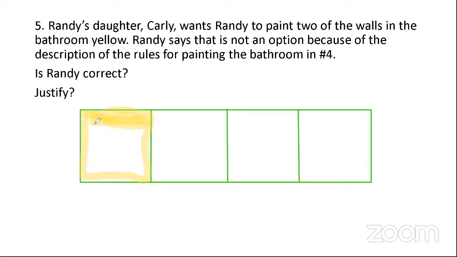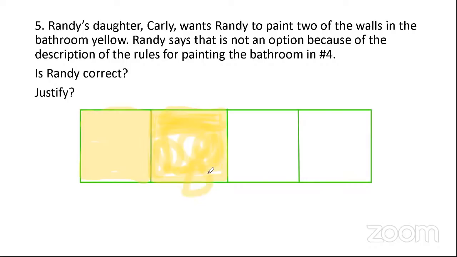We now need to see, after doing all of this, if we're going to be working by the rule in number four or not. So I've painted one wall yellow here and I'm going to paint a second wall yellow. Let me paint this one next to it. Of course, we can paint any one yellow, but I'm just going to paint this one next to it. All right, so we have painted two walls yellow.